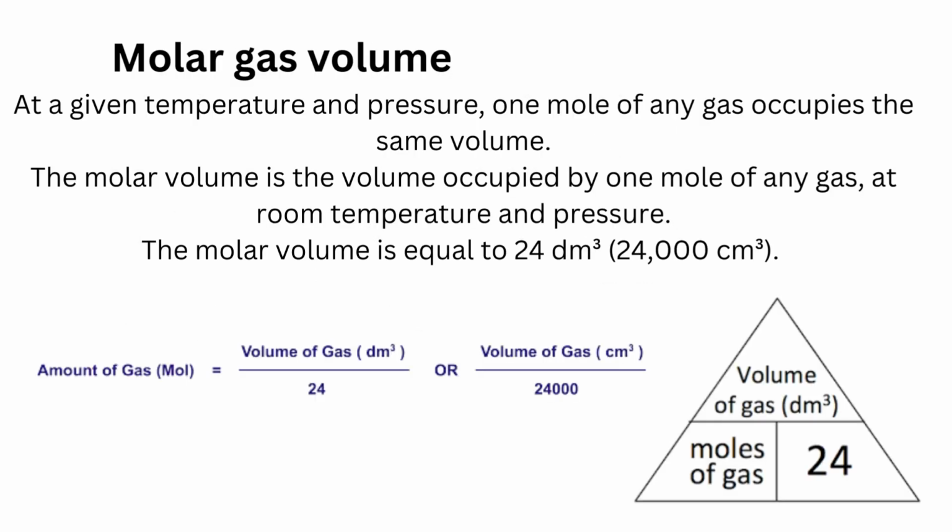Molar gas volume. At a given temperature and pressure, 1 mole of any gas occupies the same volume. The molar volume is the volume occupied by 1 mole of any gas at room temperature and pressure. The molar volume is equal to 24 dm cubed or 24,000 cm cube. Amount of gas in mole equals volume of gas in dm cube over 24, or volume of gas in cm cube over 24,000.